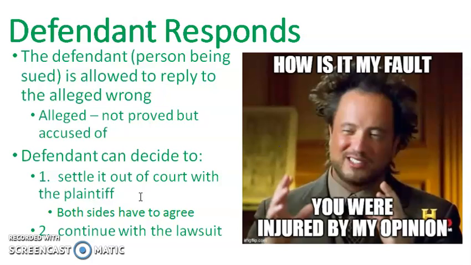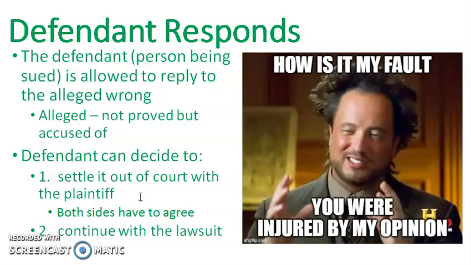So sometimes defendants will go ahead and, to avoid publicity, to avoid going through the court and maybe going through a lengthy court battle, which could cost a lot of money, they might want to try and settle it out of court. But both sides have to agree to it.